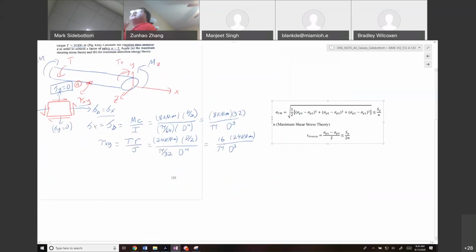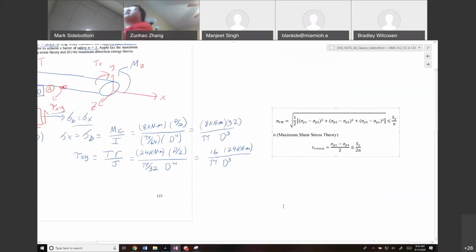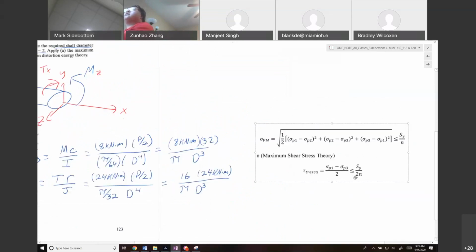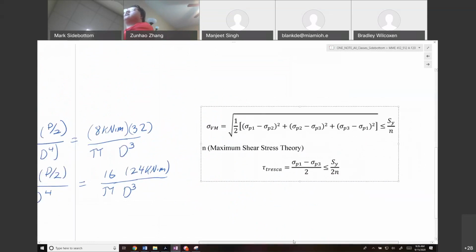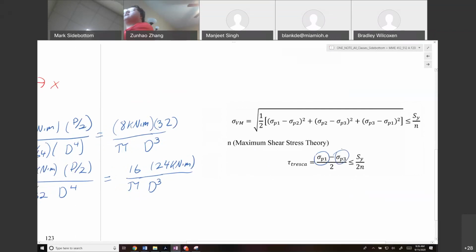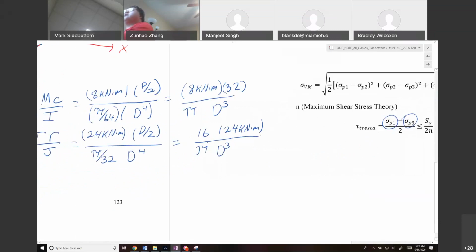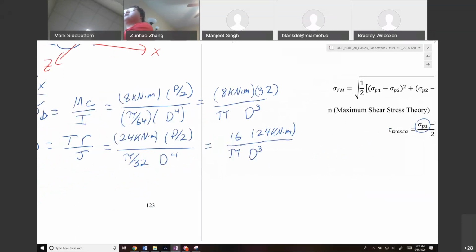The first one that we're looking for is the Tau-Tresca criteria, or the maximum shear stress theory. We're going to use this equation here to solve for the diameter. But in order to use this equation, we need to know what our principal stresses are. To solve for them, we're going to use our Mohr's circle equation, our 2D equation for principal stresses.